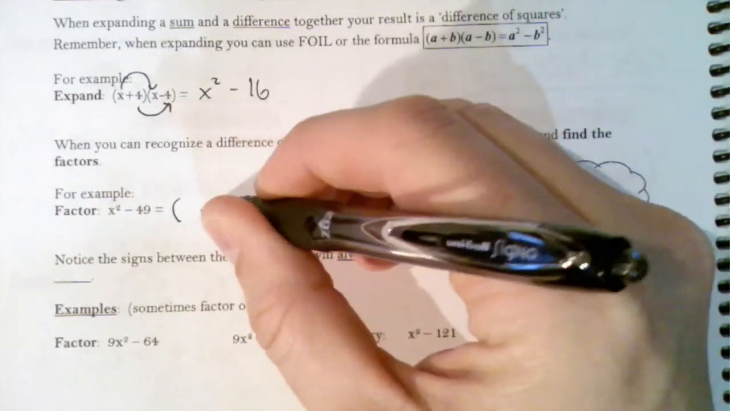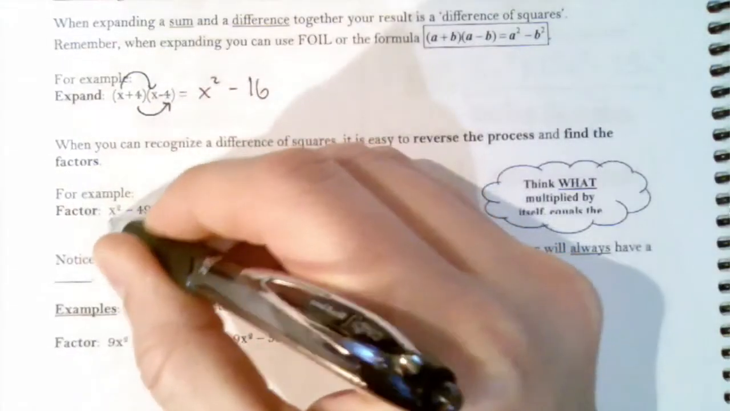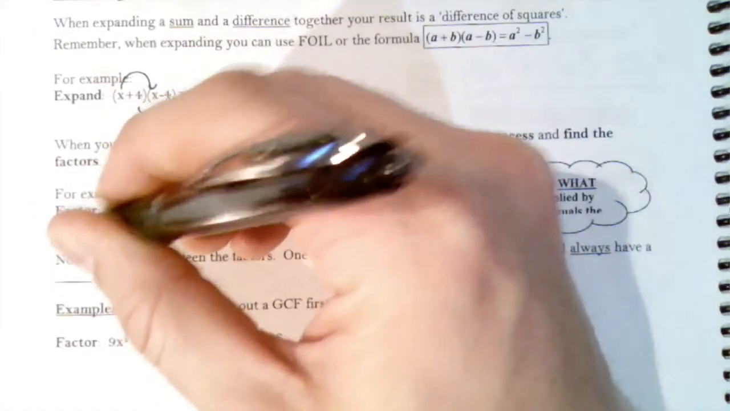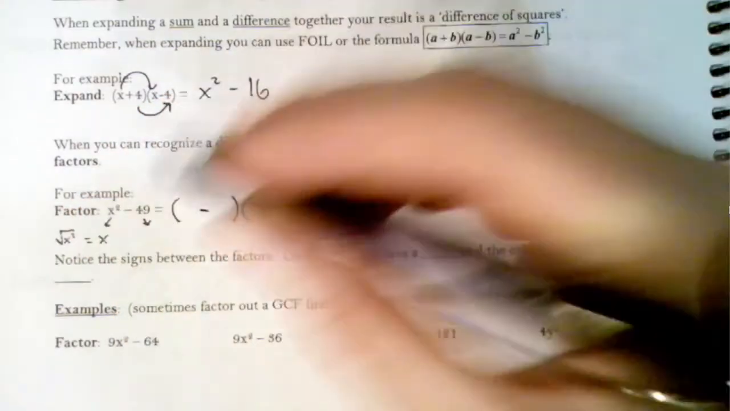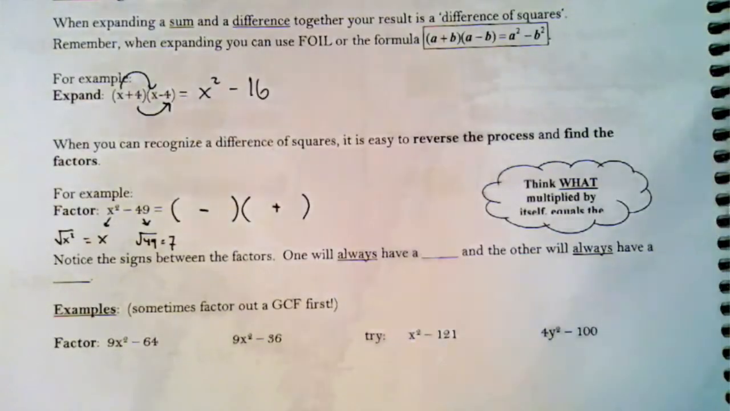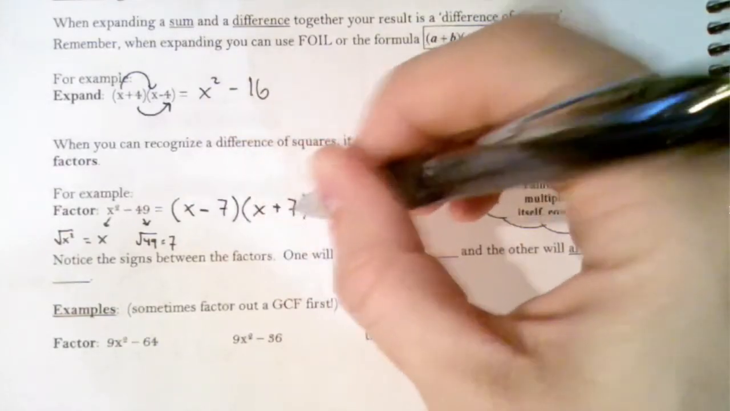So I'm going to make one bracket with a minus, one bracket with a plus. And now to figure out what goes in the brackets, we square root both of those terms. The square root of x squared is x, and the square root of 49 is 7. So what goes in the brackets? X and 7. X and 7.